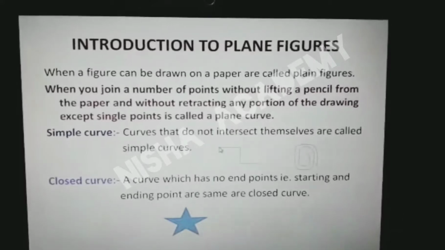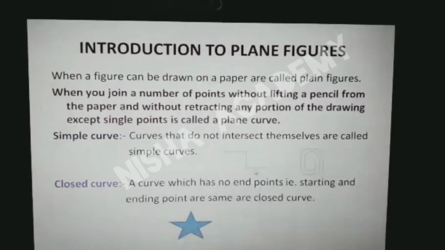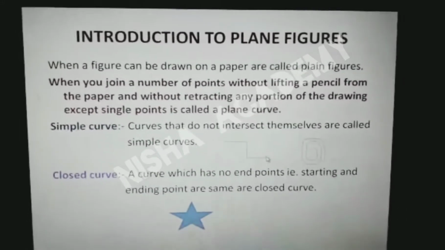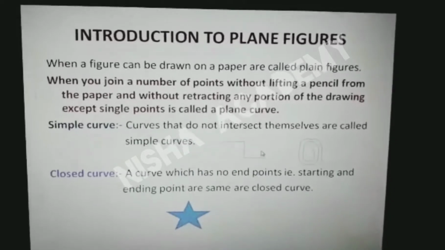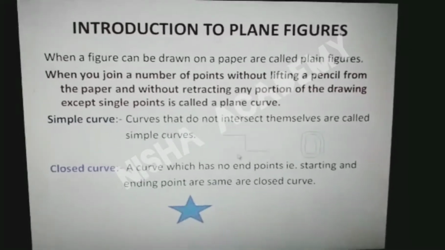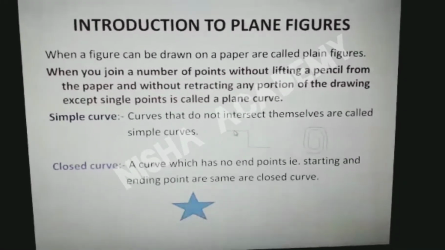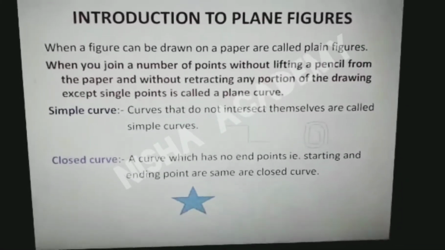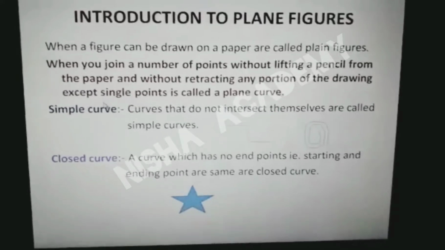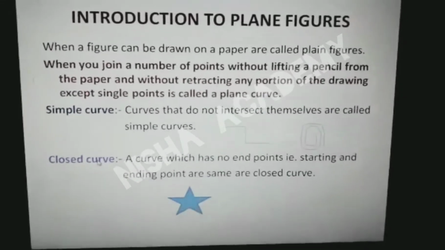Like here we'll start from a point and we'll end here. This is a plane curve. Without lifting our pencil, we would draw it from a single point, it is called a plane curve. Now, plane curves are of various types. These are simple curve, closed curve.